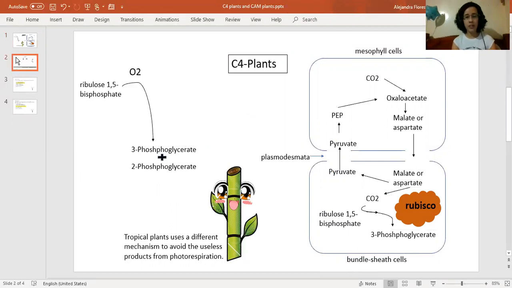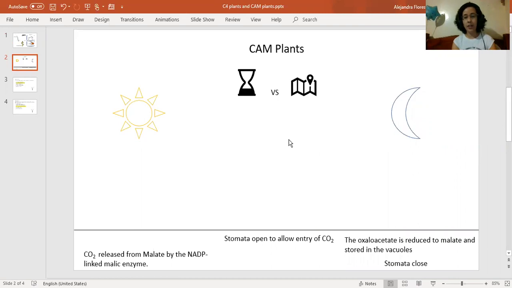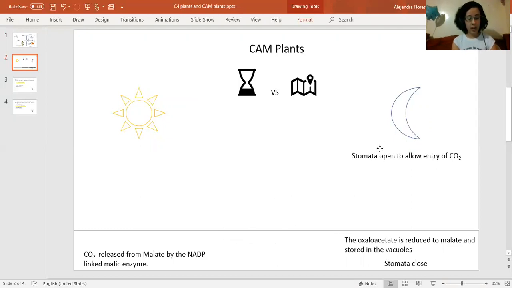So let's go to the other system, the CAM plants. So you saw the C4 plants use a spatial separation, and this one is a little bit different. It actually uses a time separation. So we have the daylight and we have the night. I have a little game here so we can see which phrase corresponds to each one. So let's start here. Stomata open to allow entry of CO2. This actually happens during the night.